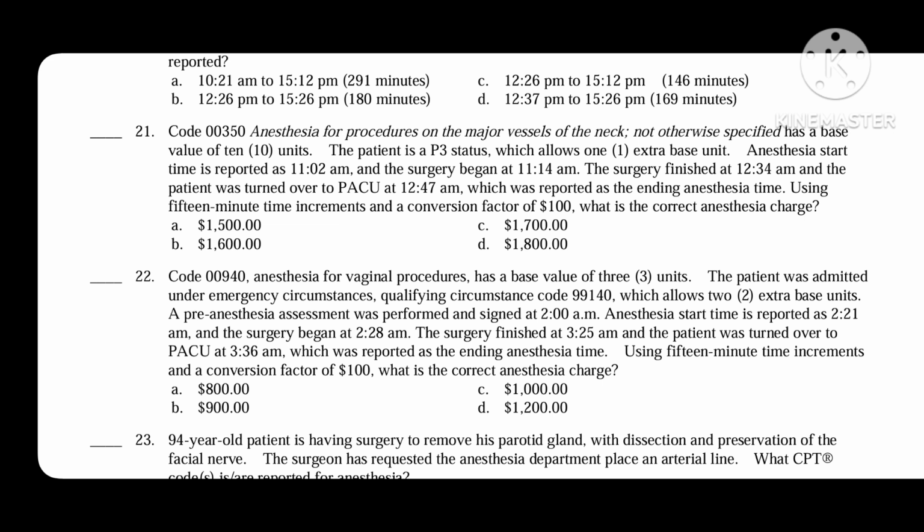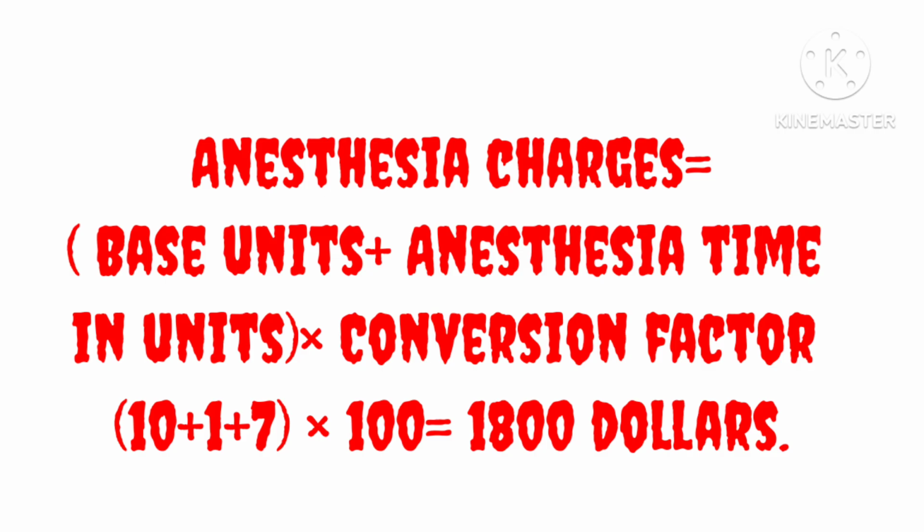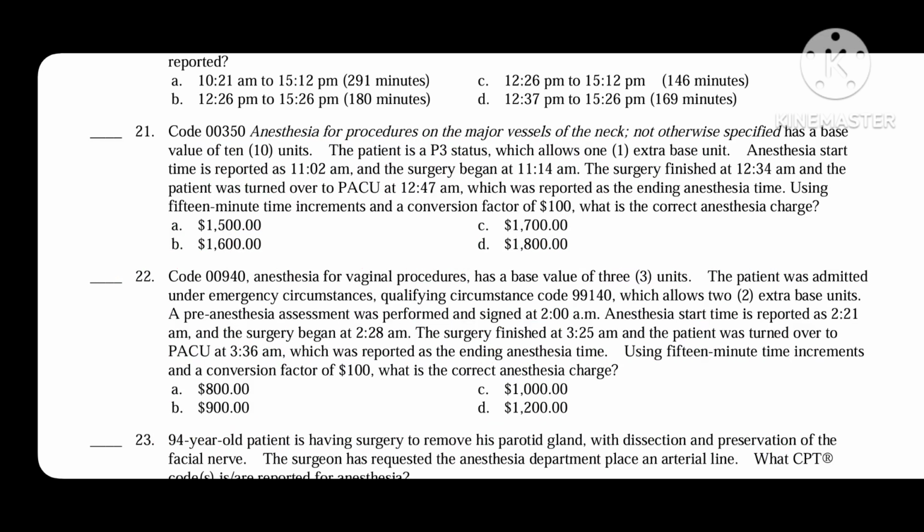So now we have calculated the anesthesia time. It is 7 units. And they have also given that there is a P3 modifier, so you can use one more base unit. Now we will do the calculation for anesthesia charges. Here the base unit is 10 and we have one more additional base unit that can be added, and anesthesia time in units is again 7. So add them together: 10 plus 1 plus 7 is equal to 18, and that should be multiplied with the conversion factor to give $1,800 as the answer. So for this particular question, the answer will be 1,800.